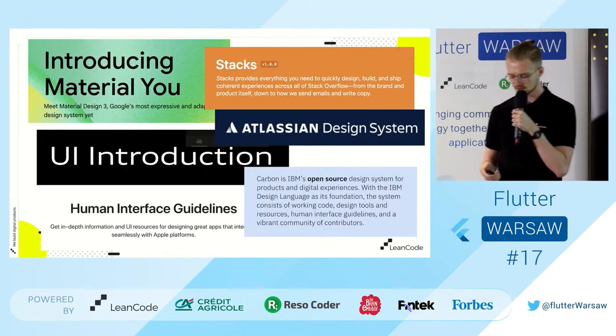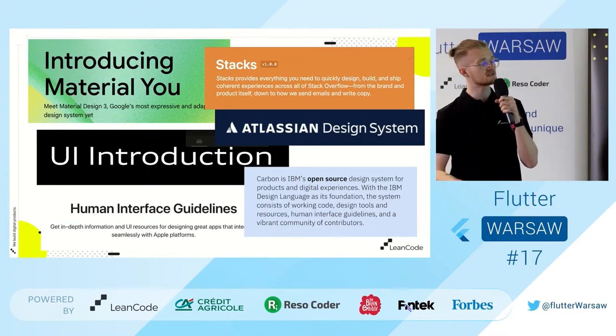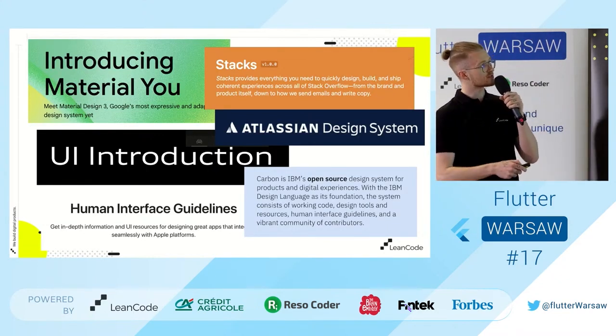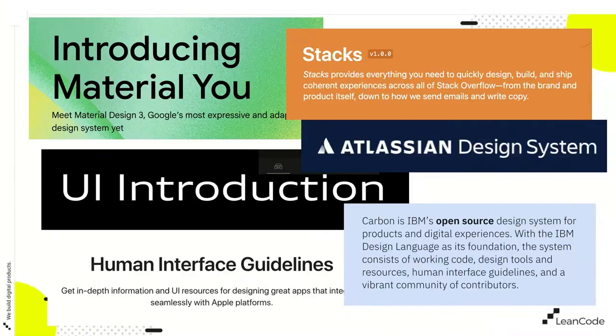Some of the companies have made their design systems public, and those are some of the examples. Google's Material Design system, Stack Overflow's Stacks, the Audi or Atlassian design systems, well-known in the mobile world, Apple's Human Interface Guidelines, or IBM's Carbon. Those are all public.